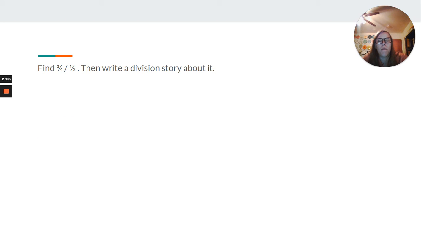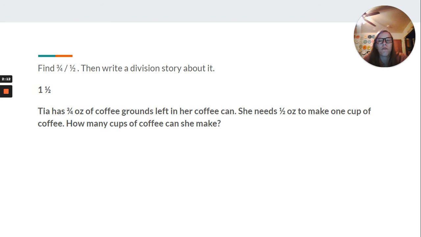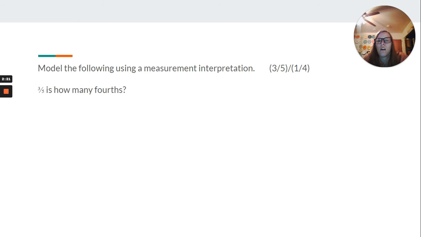Find 3/4 divided by 1/2, then write a division story about it. So we have 1 1/2. Tia has 3/4 ounces of coffee grounds left in her coffee can. She needs 1/2 ounce to make 1 cup. How many cups can she make? 1 1/2 cups.